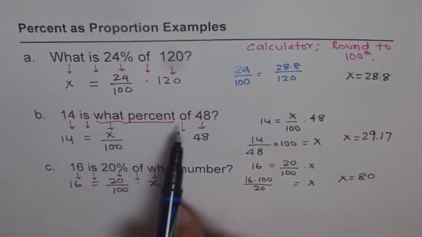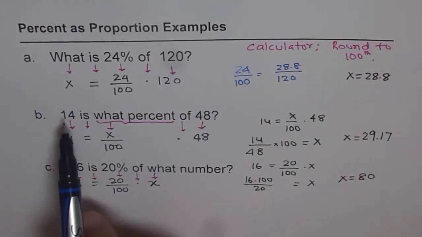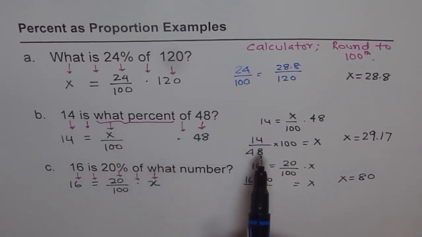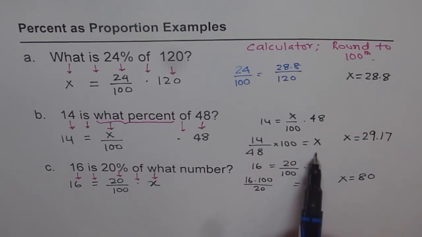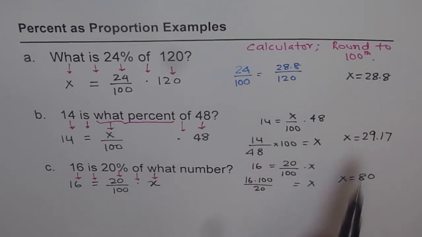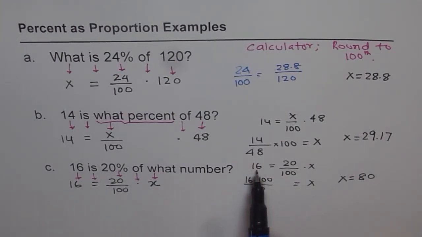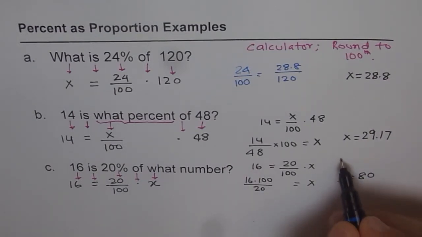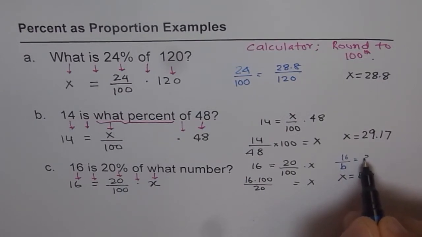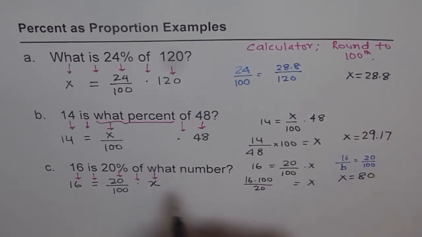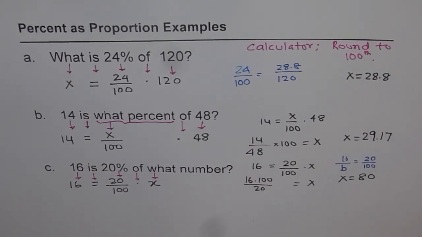14 is what percent of 48? So that means 14 over 48 is given to you, right? 14 over 48 is given to you and you need to find x over 100, correct? That is the proportion part and you should get that answer. 16 is 20% of what number? That means 16 is given to you as a part amount and you don't know the whole number. So the starting point could have been 16 over the whole number, that is the base I'm using, equals 20%. So this was looking back into the same problem as a proportion as we did in the first video.